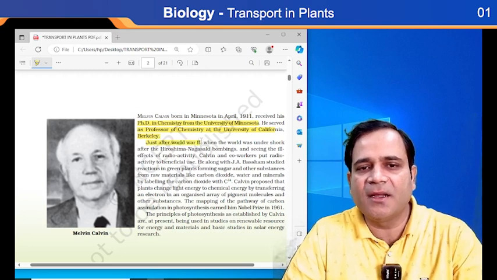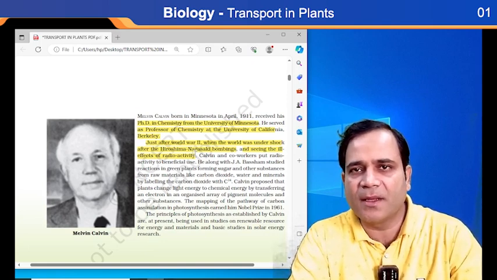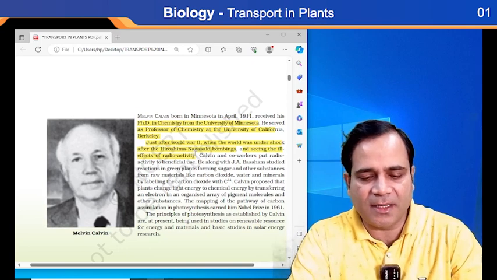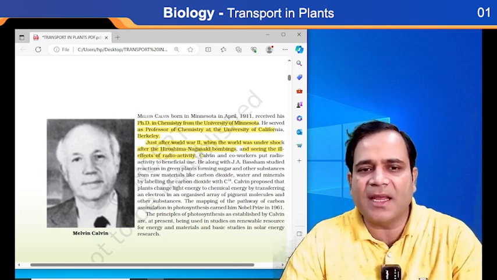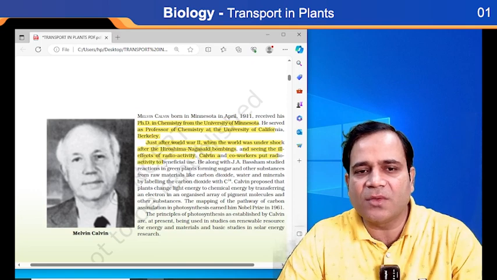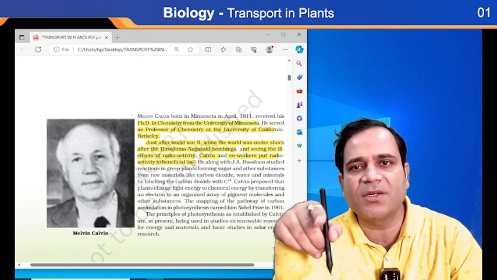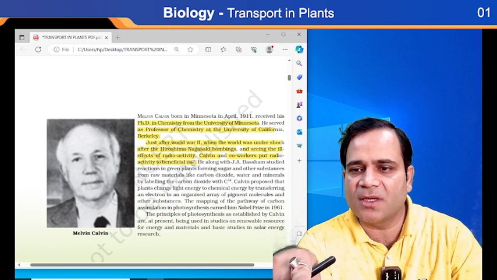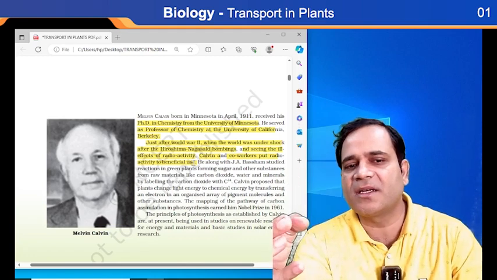Just after World War II, when the world was in shock after the Hiroshima-Nagasaki bombing and seeing the ill effects of radioactivity, you all know that in World War II most people died from what? Using the atomic bomb. In Hiroshima-Nagasaki, that very atomic bomb had radioactive substances which killed them. So Calvin and co-workers put radioactivity to a beneficial use. Calvin understood that this was very destructive to humans, so is it possible to make it constructive? Yes, Calvin and co-workers put this radioactivity to a beneficial use, my dear.